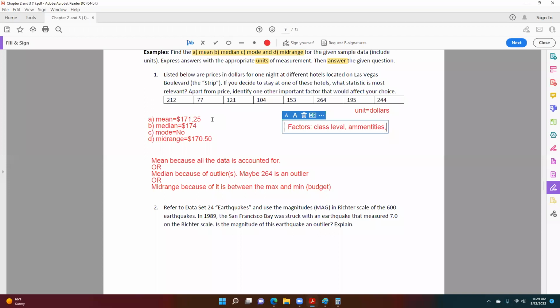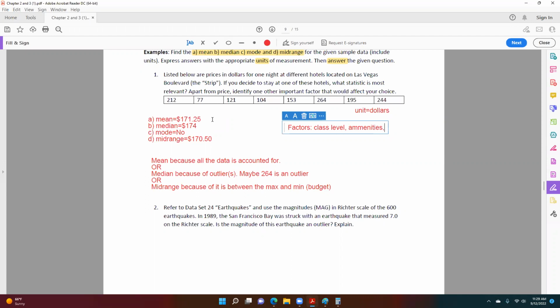Amenities will be something that the hotels have. I couldn't even spell that word. So maybe you want the hotel to have a pool or a spa or something else, you know.